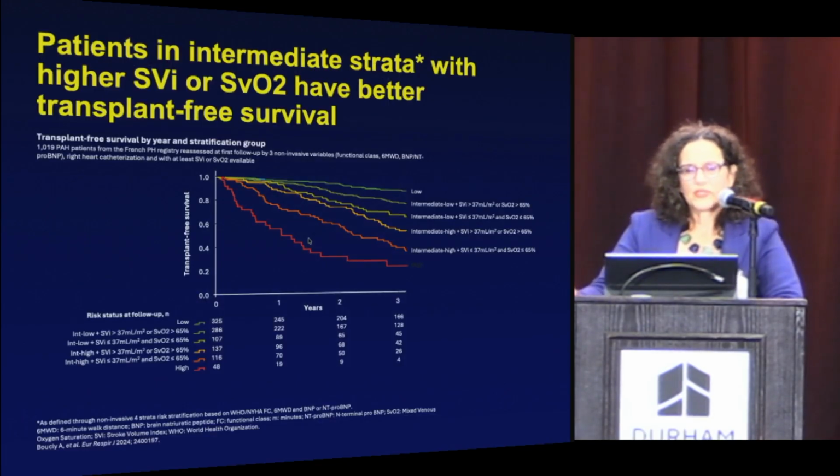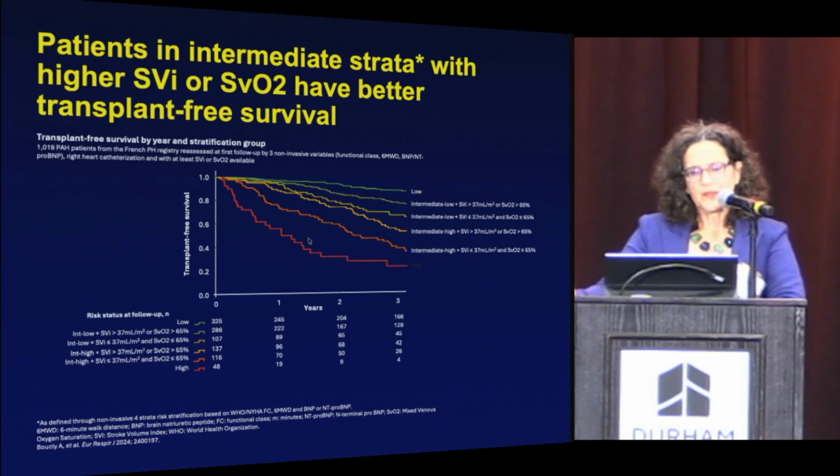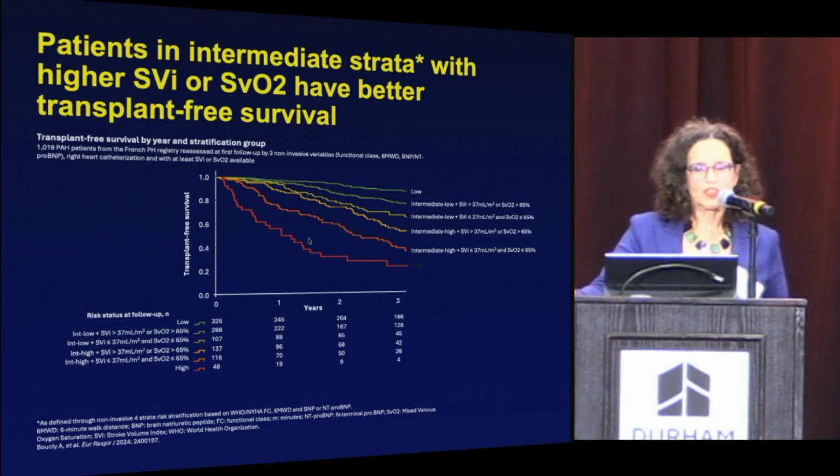Now, Sudar showed you this paper. This is from the French group, and this looks at how hemodynamics complement the Four Strata risk score.